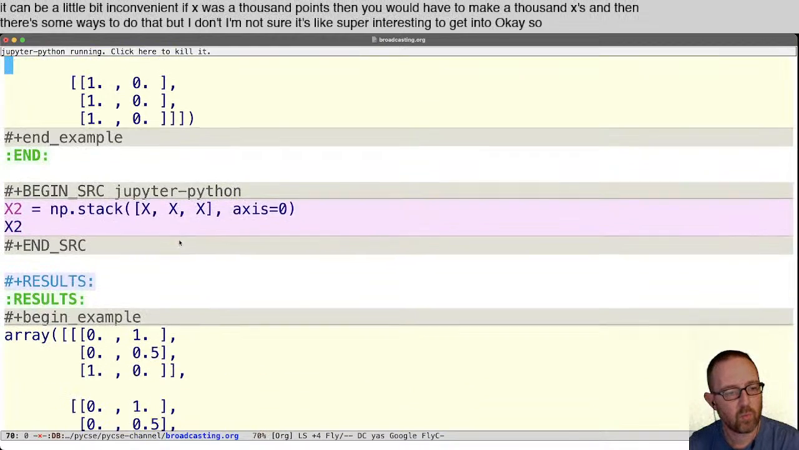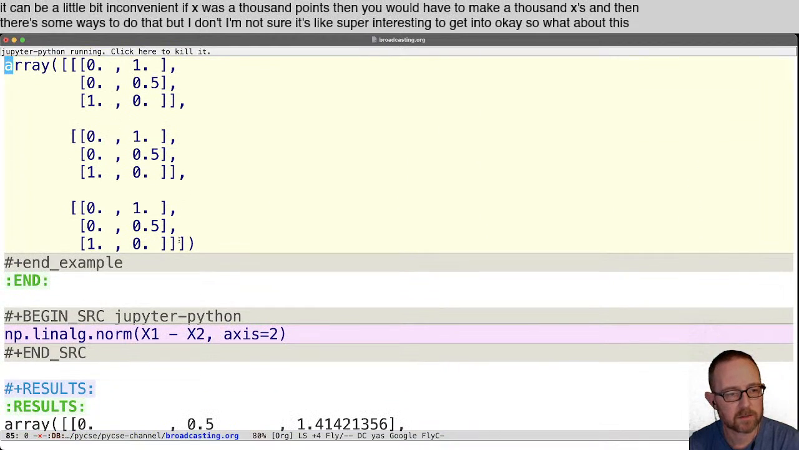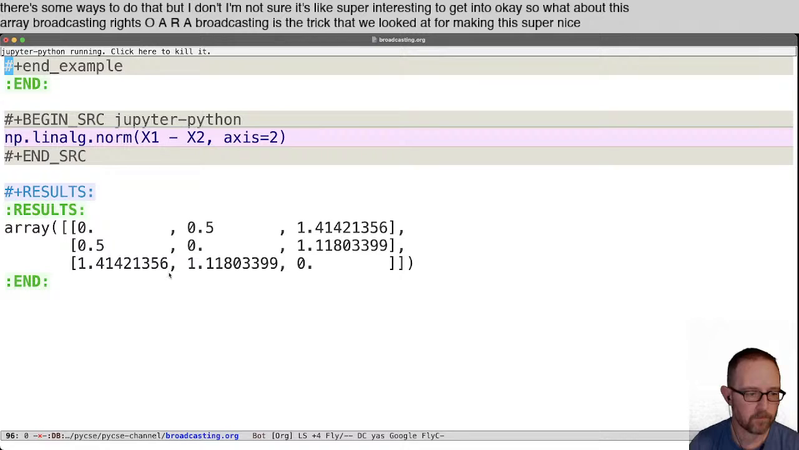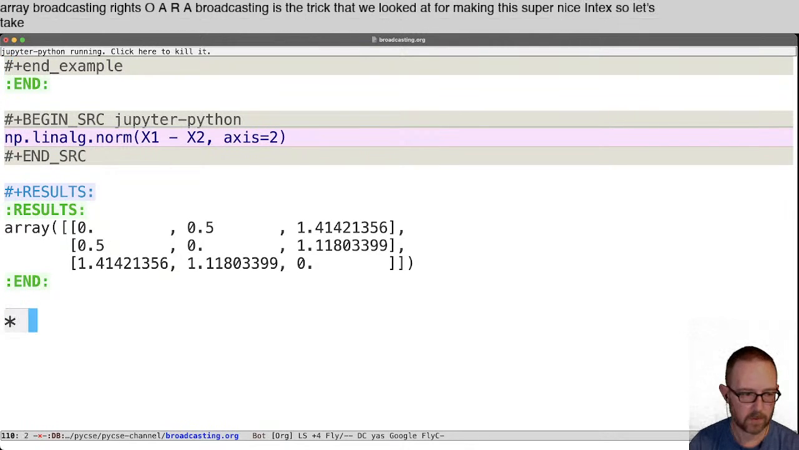Okay, so what about this array broadcasting, right? So array broadcasting is the trick that we looked at for making this super nice syntax. So let's take a step here and say now with broadcasting.